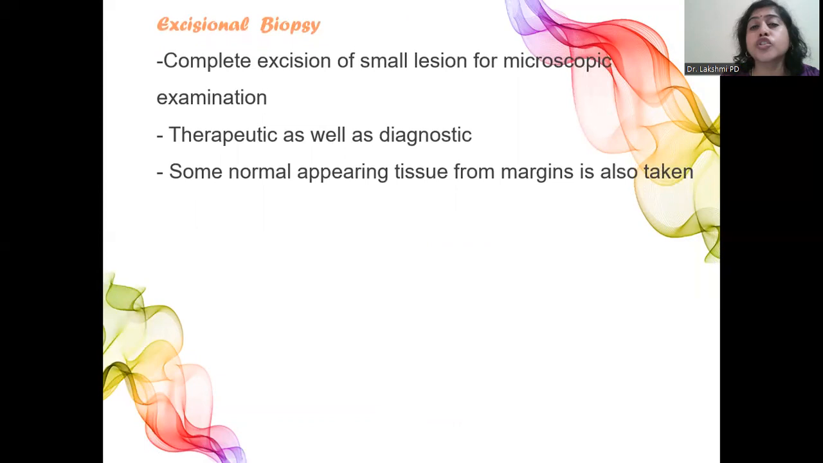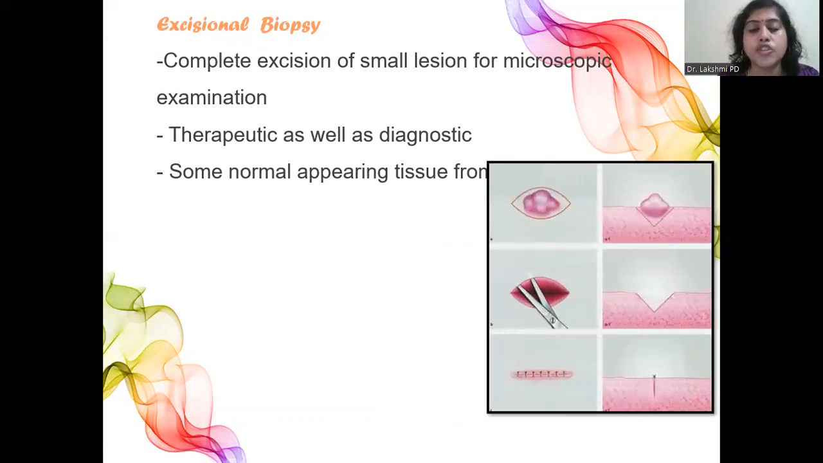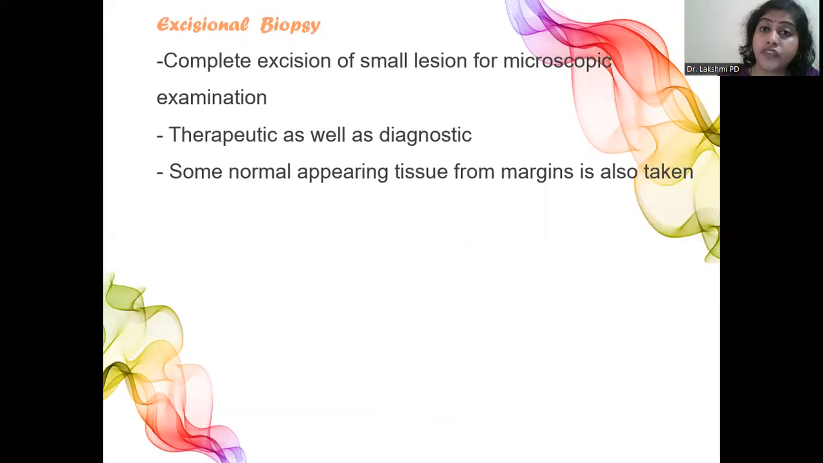So moving on to the most commonly used biopsies in the intraoral cavity, the first one is your excisional biopsy. The term itself tells you everything. Basically, it's a complete excision of the lesion. So this is usually indicated in smaller lesions. It can usually be done as a part of therapy. That is, if you excise the entire lesion, it is therapeutic. Otherwise, you can always do excisional biopsy as a part of your diagnostic procedure also.